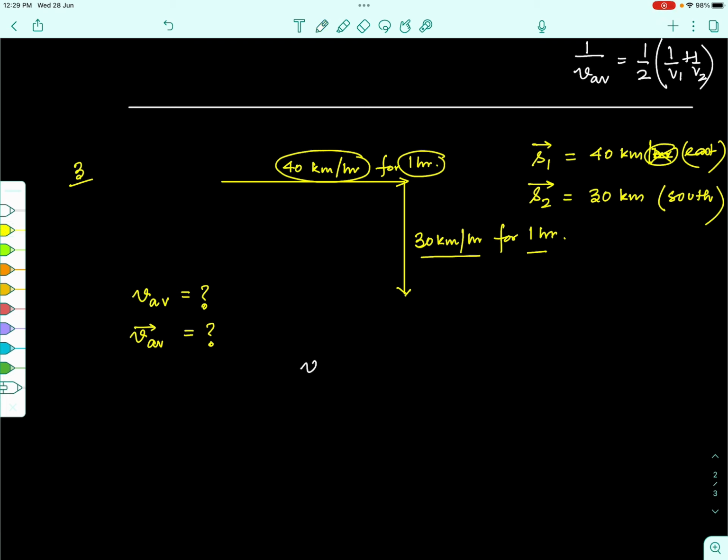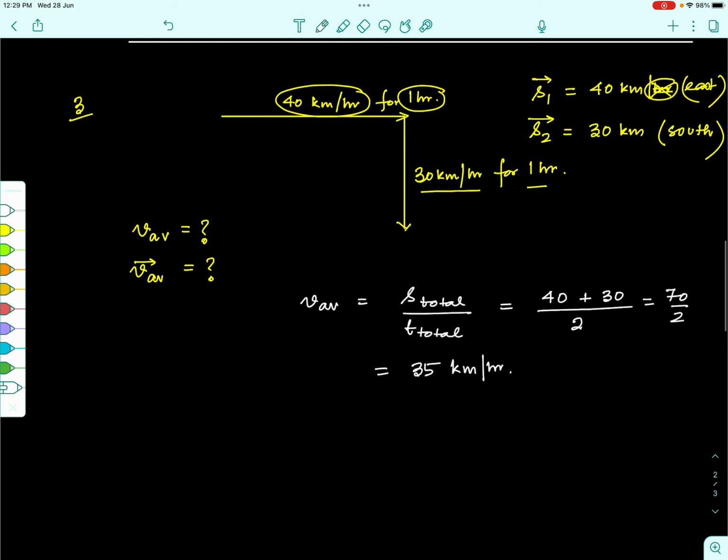The average speed here by definition is the total distance travelled once again by the total time taken. So, see that in this case the total distance travelled is 40 kilometers towards east plus 30 kilometers towards south, that is a total of 70 kilometers, divided by the time taken in covering this whole distance, which is 2 hours, 1 hour for 40 kilometers and 1 hour for 30 kilometers. So, we are getting 70 by 2 or 35 kilometer per hour as our average speed.